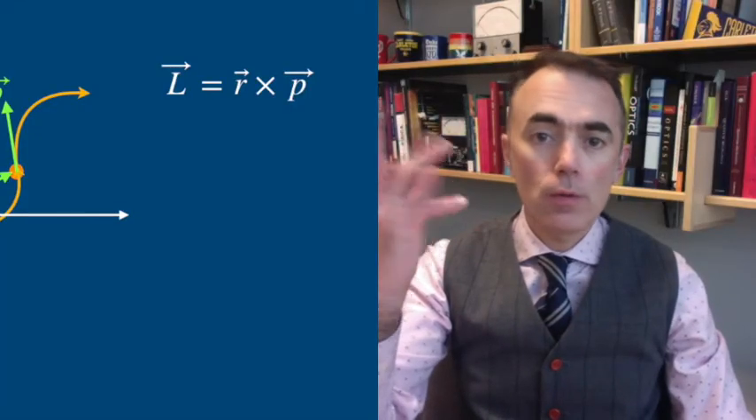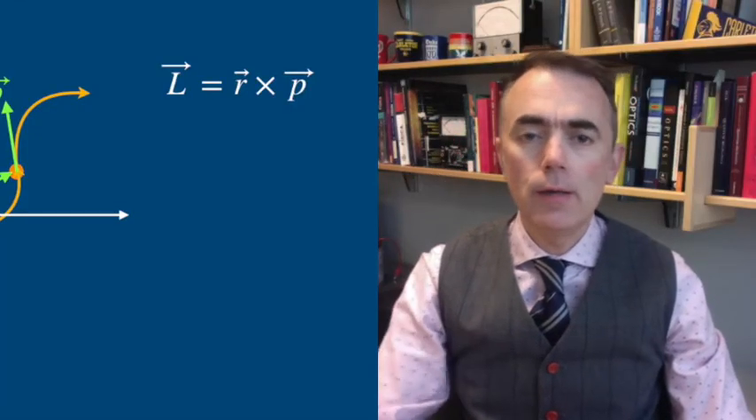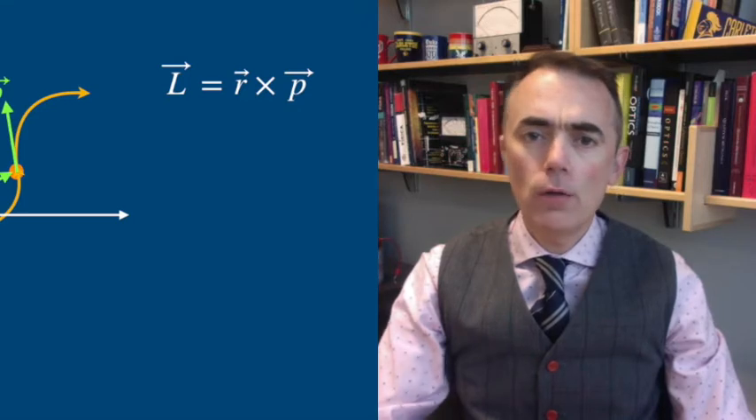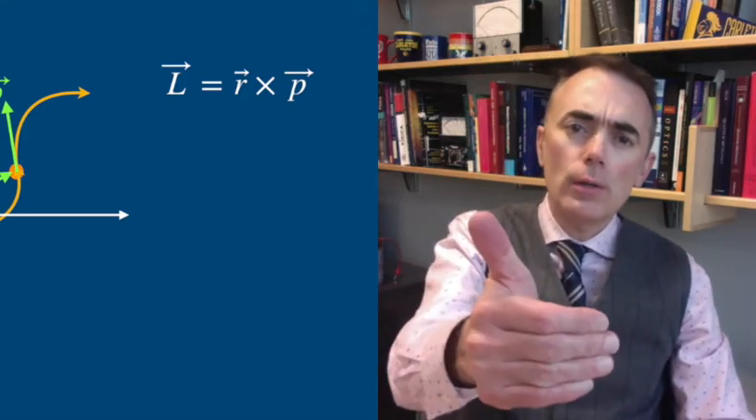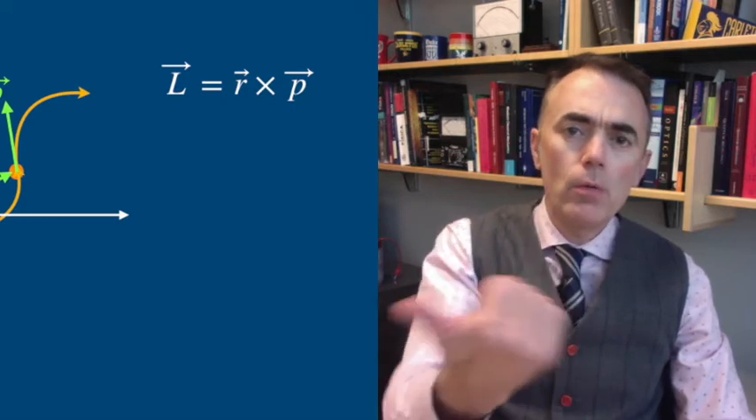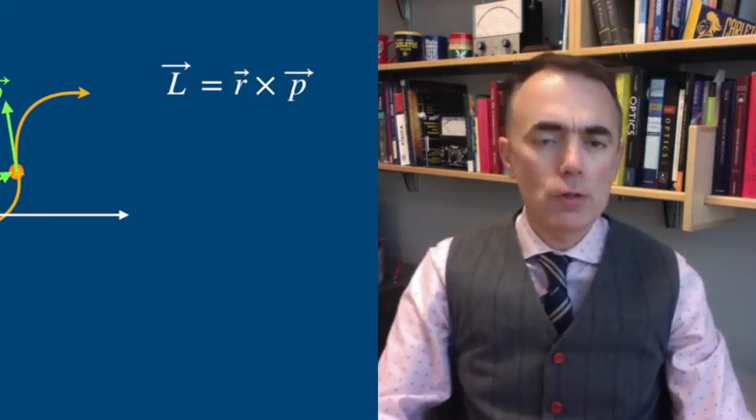If you are familiar with the right-hand rule, you can apply it here. If you point the fingers of your right hand in the direction of r and curl them in the direction of p, your thumb will point in the direction of angular momentum.